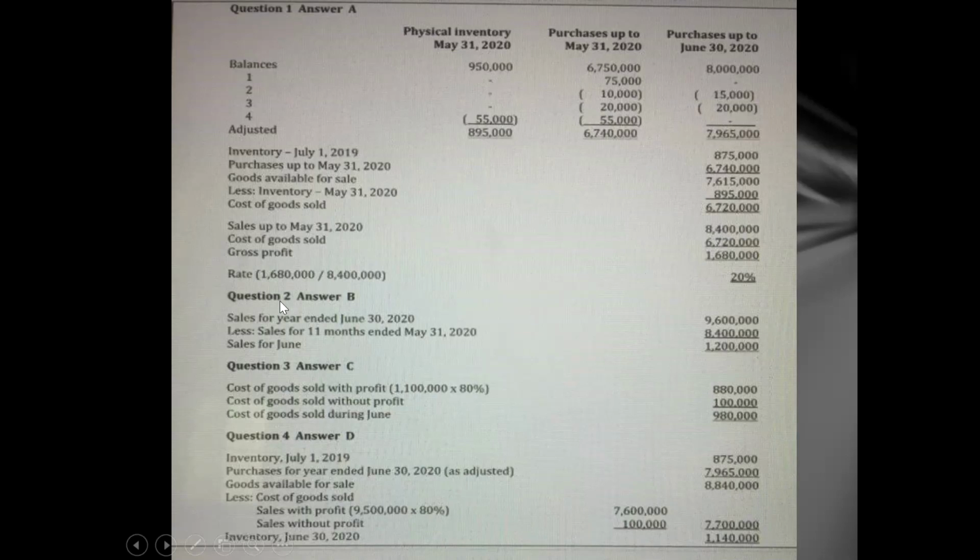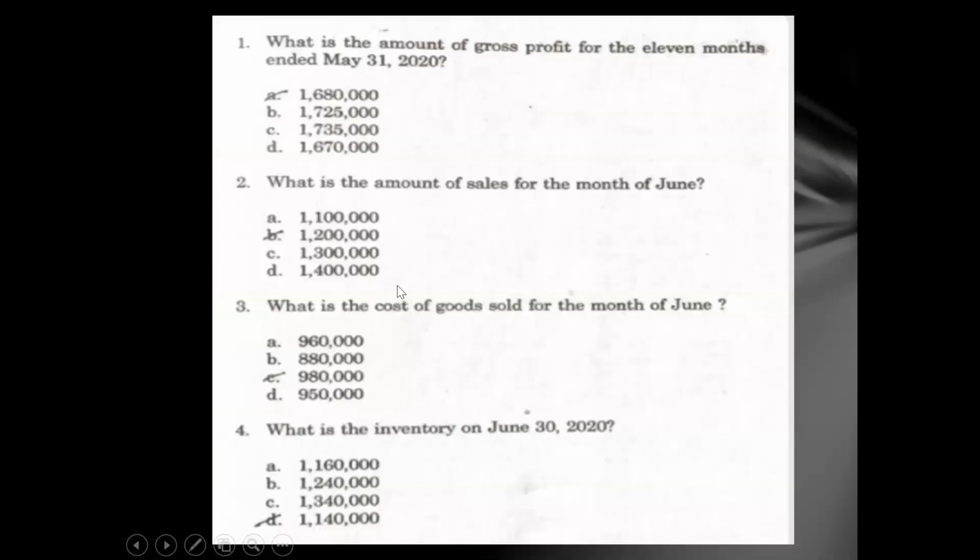In number 2, we are asked for sales for the month of June only. So your sales for the year ended June is 96. If our sales for 11 months ended May 31 is 84, so the difference is for the month of June. So that makes your 1,000,002. So the answer must be letter B.